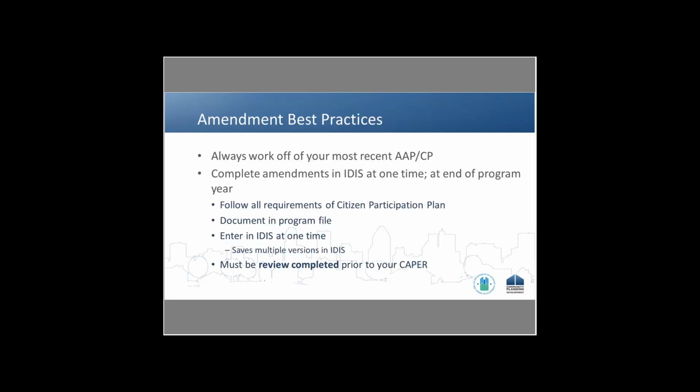And I think here are all of those best practices that you just highlighted of working off of your most recent action plan, completing the amendments at one time at the end of the program year, making sure you're following your citizen participation plan, documenting everything in your program file, and then making sure that those amendments are marked as review completed.